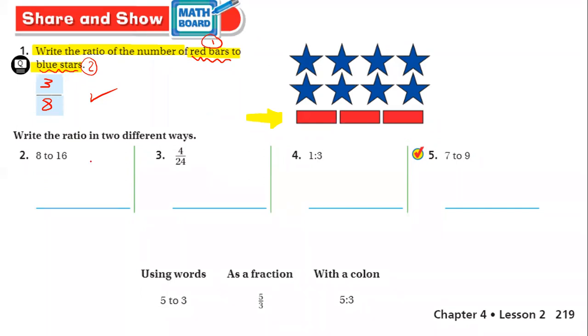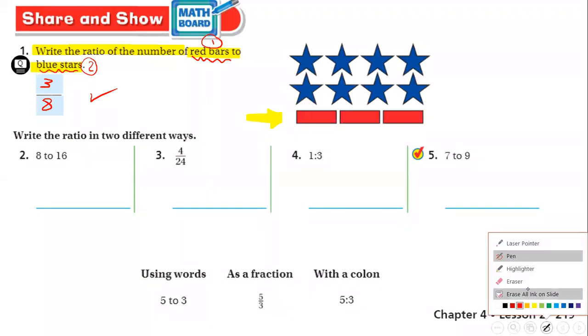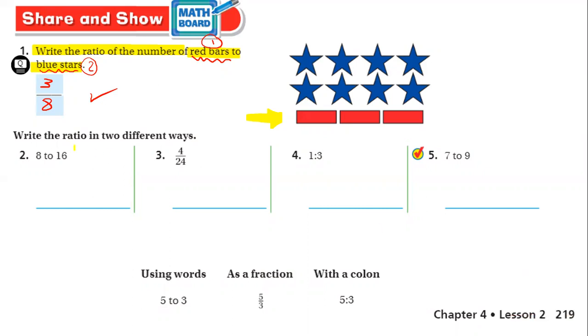let's complete question number 2 with another student. Uday? Yes, Mister. Read please. Write the ratio in 2 different ways. The first one, quickly please, fraction. Fraction like what, Uday? 8 over 16. Keep yourself in a quiet place. Okay? 8 over 16. Good job.